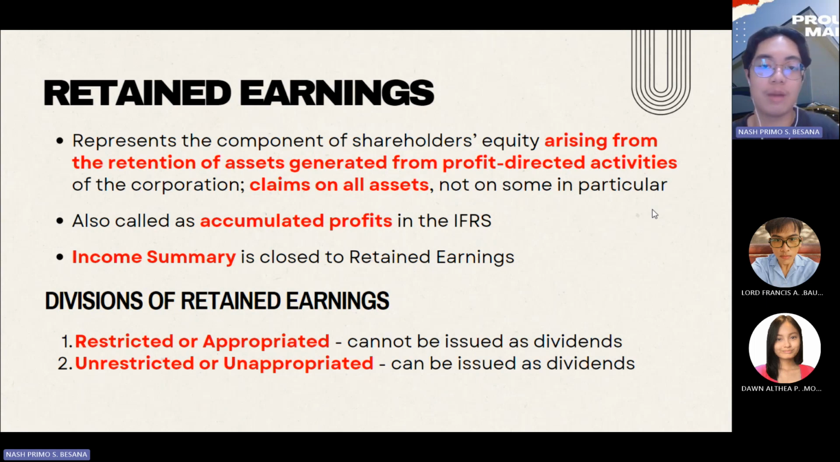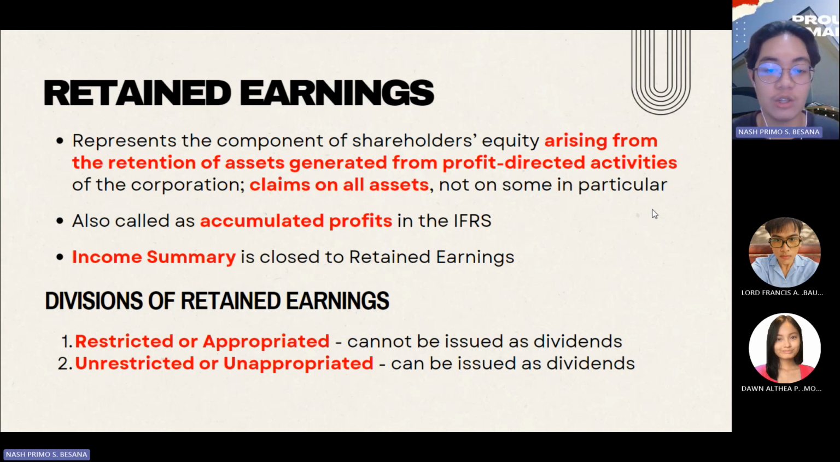So owner's capital, tas meron ding partner's capital which is allocated, di ba? Yung net income is allocated to the partner capital accounts. But here in corporation, marami kasing owners and then pwedeng mag-iba-iba yung owners through time. So, yung net profit and other changes, they are closed sa retained earnings. So, ayun nga, dun sa third bullet, income summary is closed to retained earnings. And then, retained earnings is also called accumulated profits in the IFRS since it represents lahat ng profit and other changes that have happened throughout the life of the corporation.